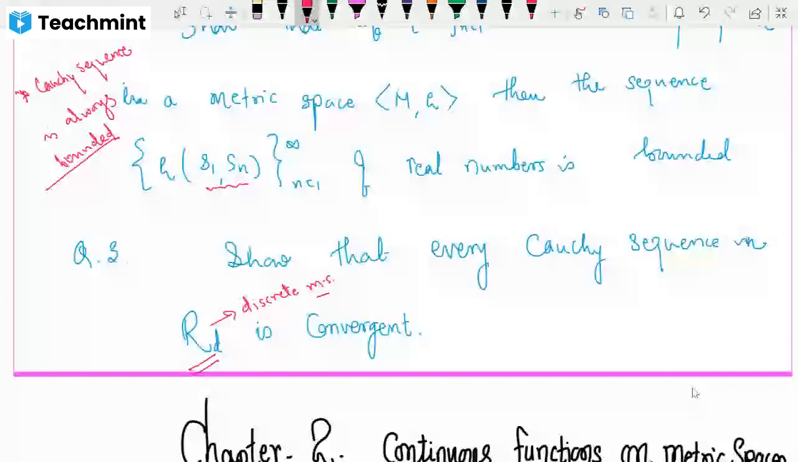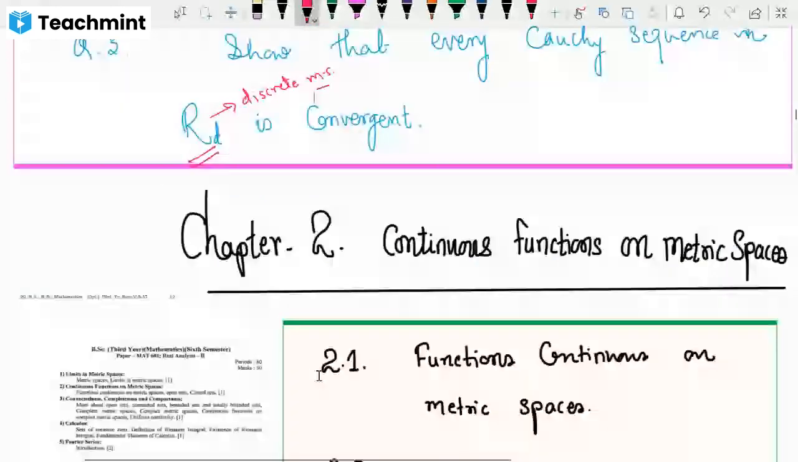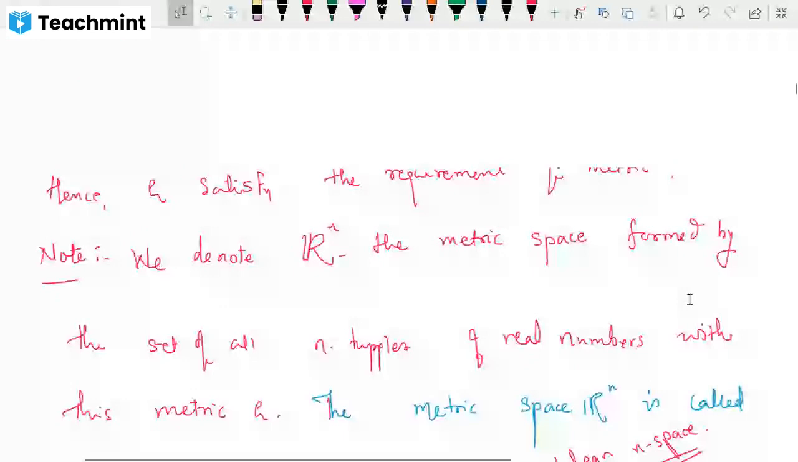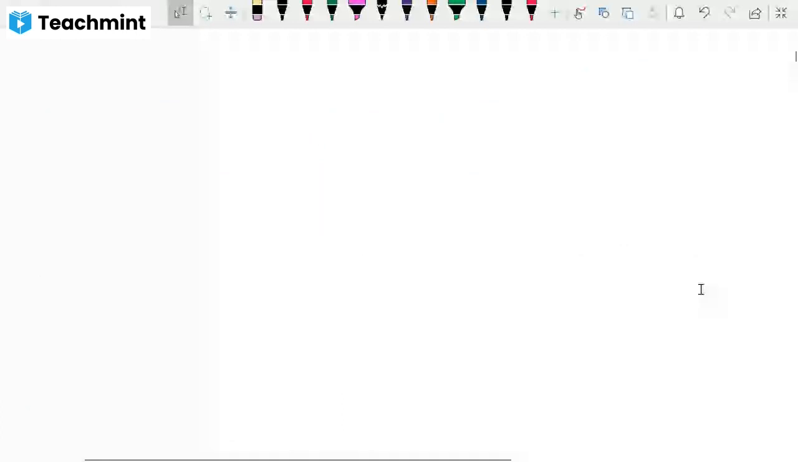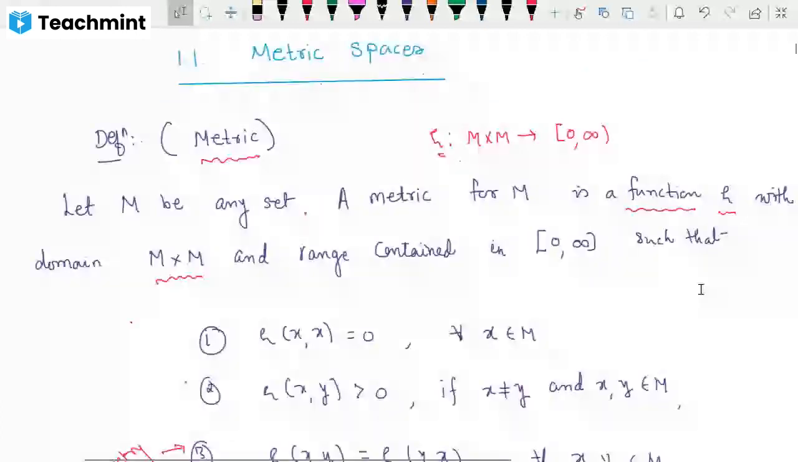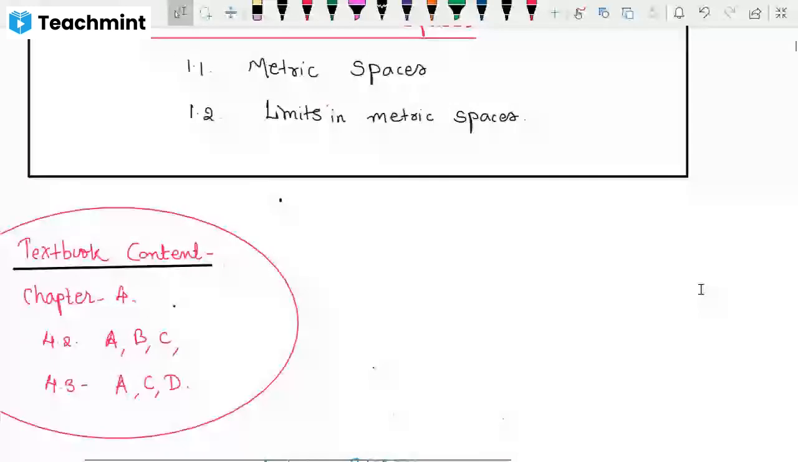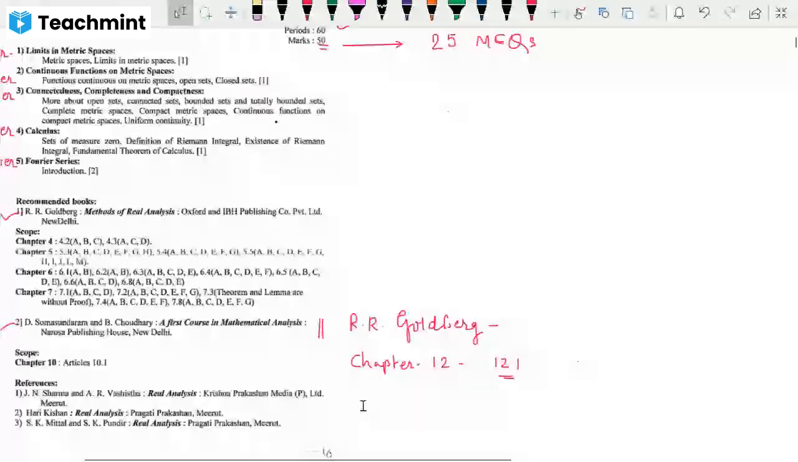So this is the end of the first chapter, that is metric spaces. We'll start the next chapter, that is continuous functions on metric spaces. So just see the syllabus again. If you consider the weightage of the chapters, the first chapter contains just an introduction to metric spaces. In the first chapter we have seen the definition of metric space, and limits in metric spaces.